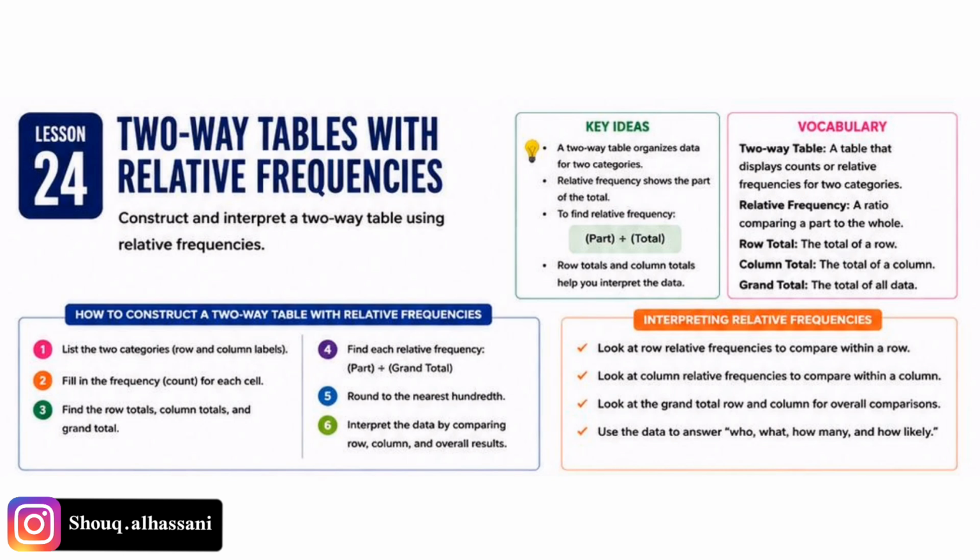Step 1. Draw the table. One category in the rows and the other category in the columns. And then we need to fill in the data and find the totals and convert to relative frequency. Part divided by total will give us a decimal or percentage. And then we will fill the table again, adding the relative frequencies into the table, and it shows proportions, not just counts. So you just learned how to turn raw data into powerful comparisons.